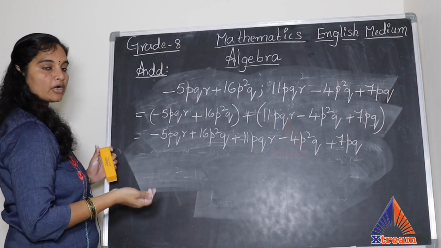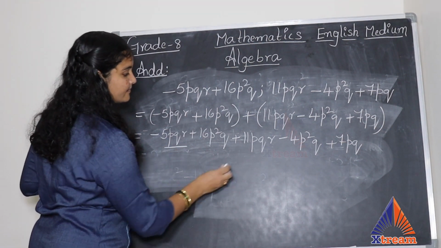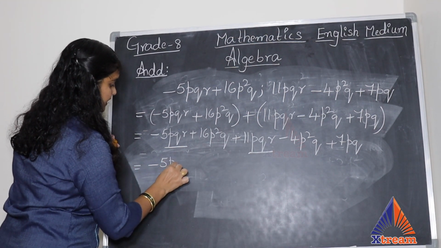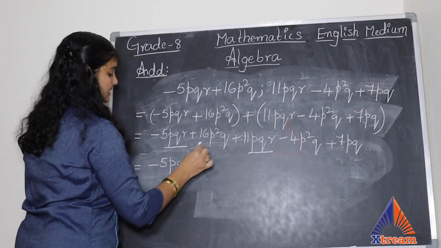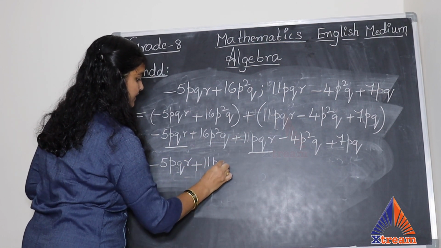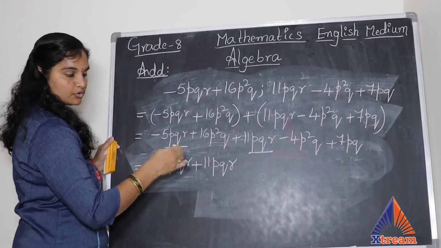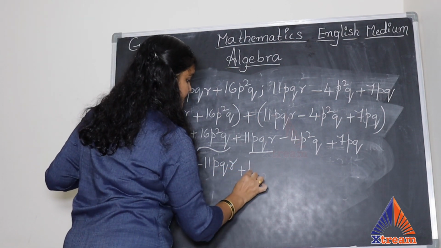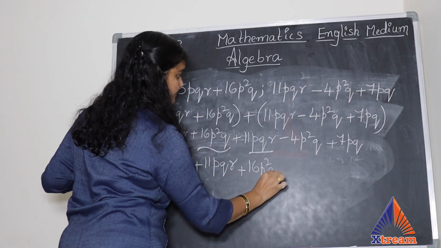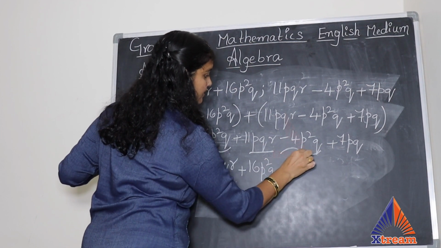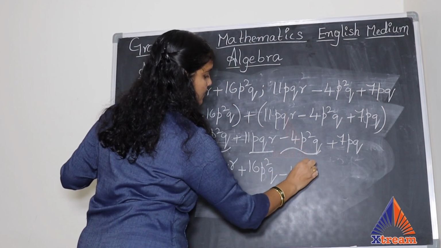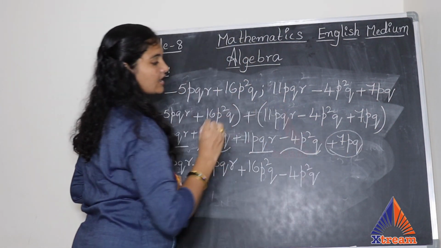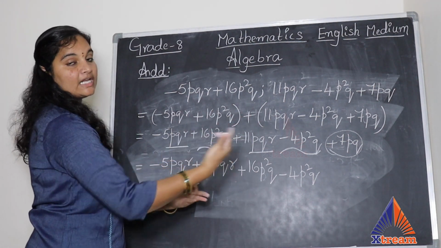Again now we'll regroup them according to the like terms. I have a PQR term, here I have a PQR term. So it is minus 5PQR and this is plus 11PQR. I have grouped them. Now I have plus 16P square Q and here I have minus 4P square Q. Done. But if you observe, we have an extra term over here which doesn't have any like term.